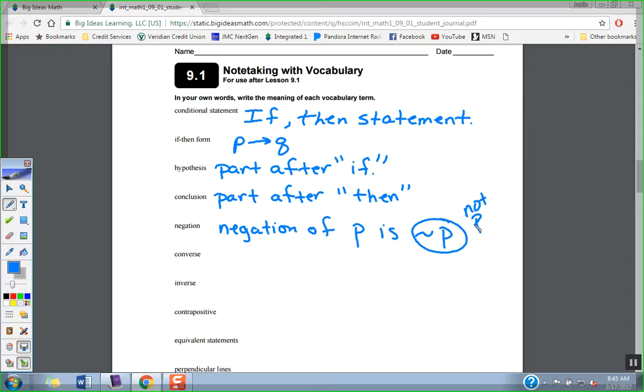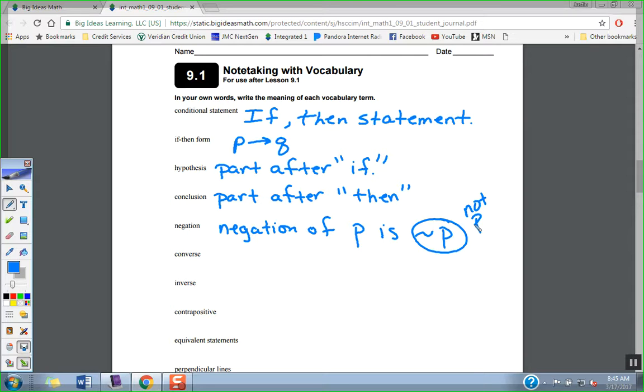Just listen to what I said. The negation of a true statement would be what? Opposite of true. What is it? False. Okay? So keep that in mind.